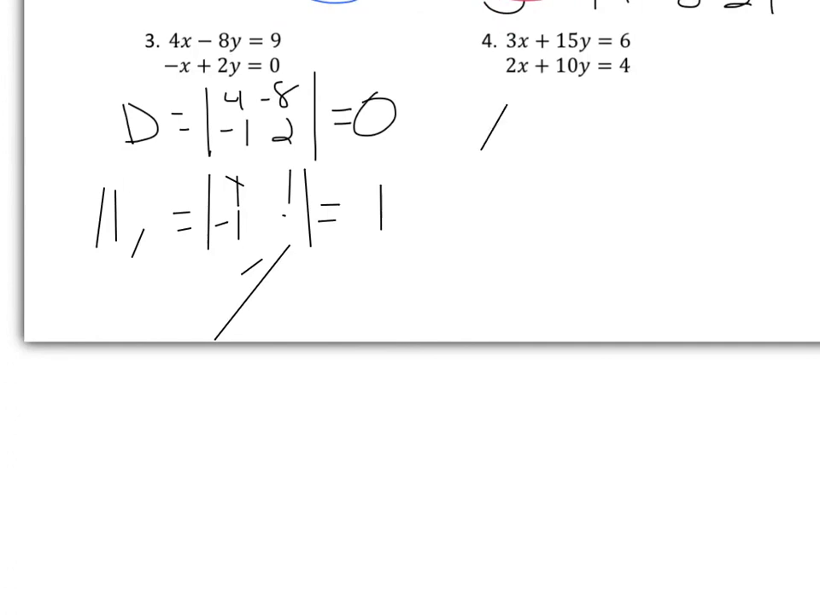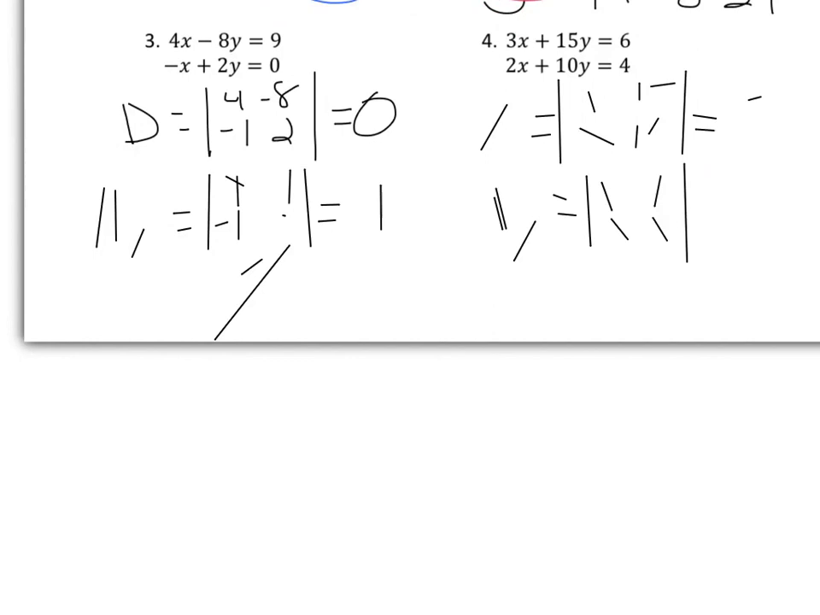This one over here, d equals 3, 15, 2, 10. You work that out, you get 30 minus 30 is 0. dy, work that out. We've got 3, 2, 6, 4. What do we get here? 12 minus 12 equals 0. Because they're both 0, that tells you that they're the exact same line. So that means all solutions.